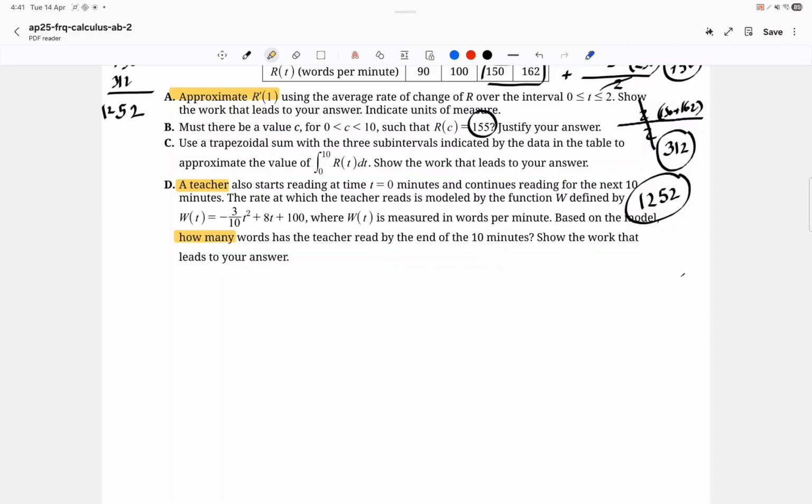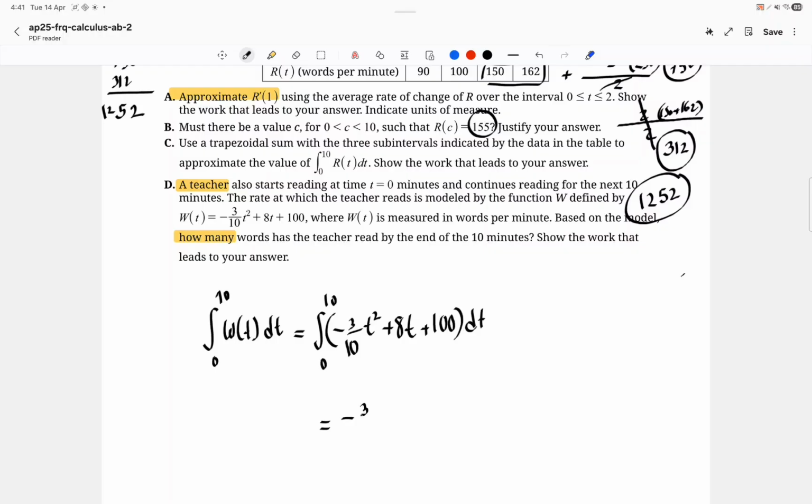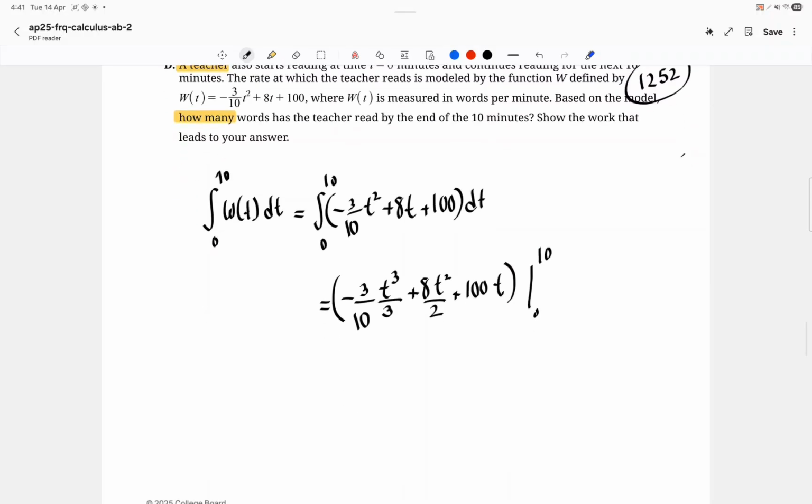How many? How many means what? We have to integrate the rate. Integrate W(t) from 0 to 10, and you must also put dt here. And you must do this without any calculator. So integrate -3/10 t squared plus 8t plus 100 dt. -3/10 t cubed over 3 plus 8t squared over 2 plus 100t from 0 to 10.